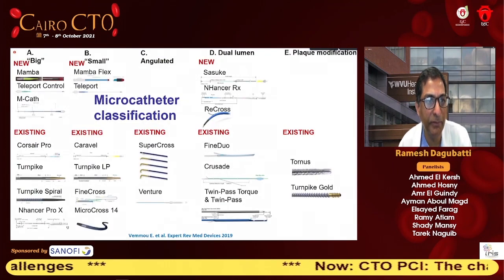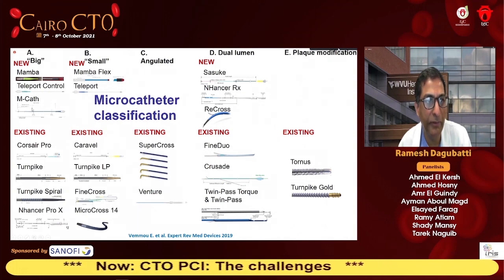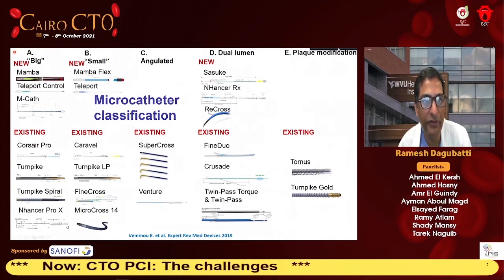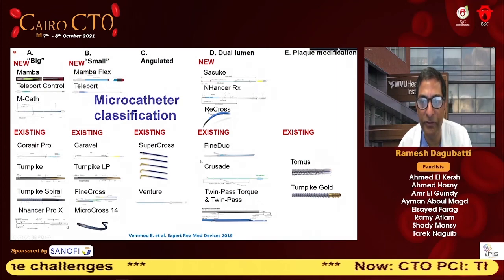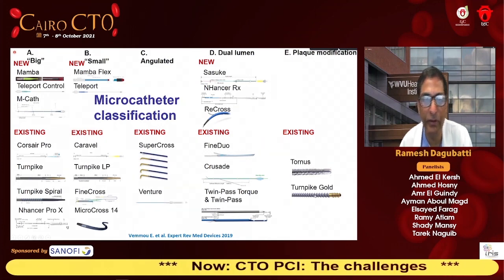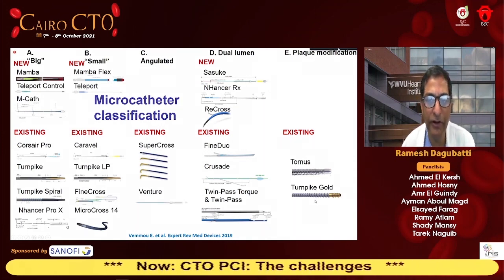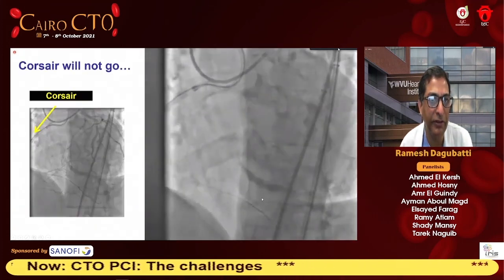And then we tried the microcatheter; there are different microcatheters that you can use. The big ones are Corsair, and the small ones are Caravel. They are being replaced by Mambas and Teleports. And then there are, obviously, dual lumen catheters, which are helpful for Crusade, or Fine Duo for side branch access. And for plaque modification, which is still sometimes not available in most centers, there are Tornus and Turnpike Gold, to probably drill into the plaque and maybe modify it a little more than what the other microcatheters can do.